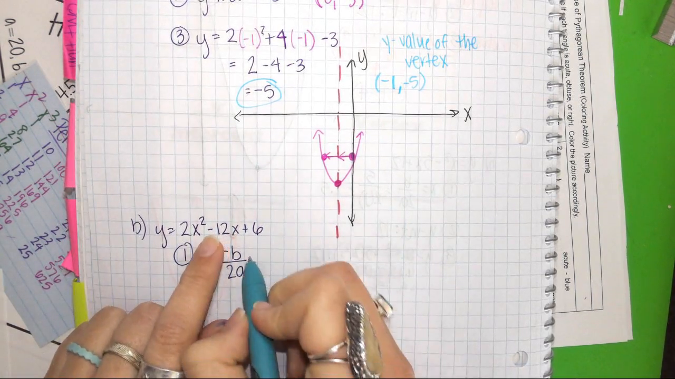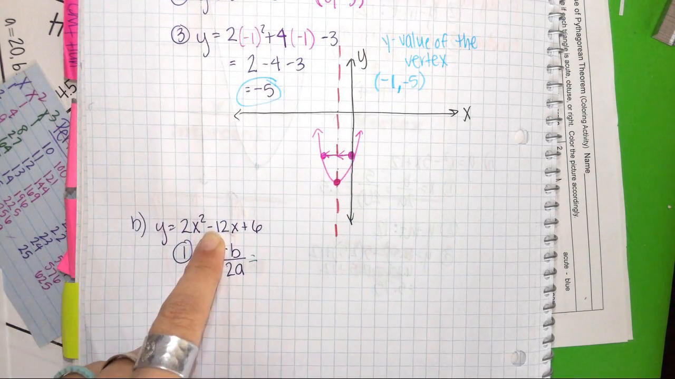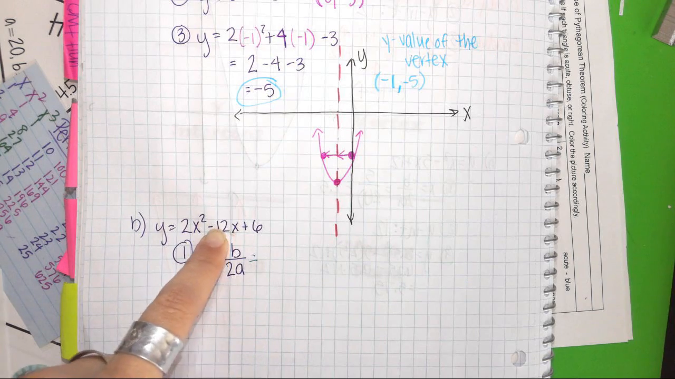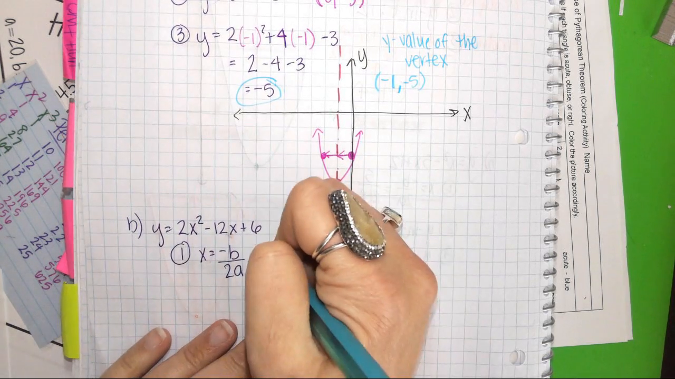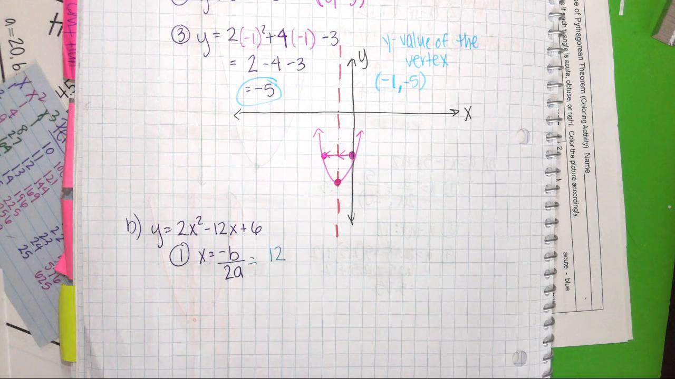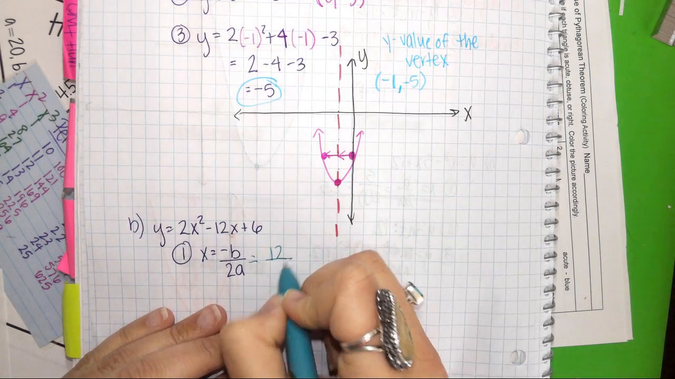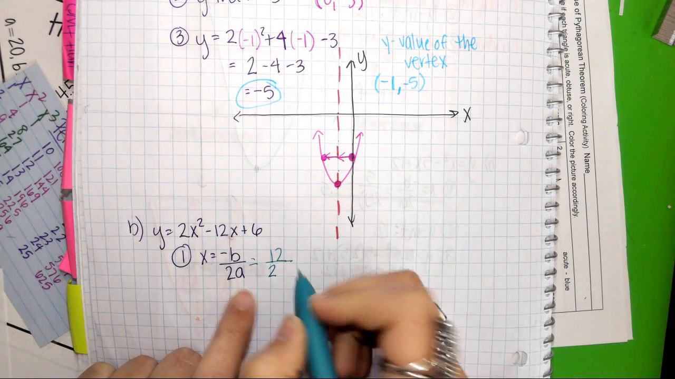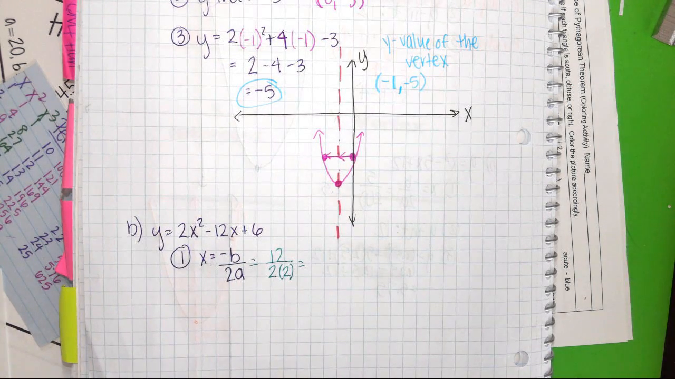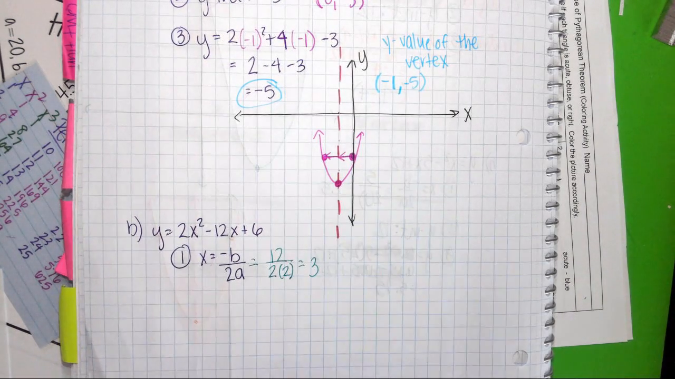Alright, now what is our b this time? Our b is negative 12. And what's the opposite of negative 12? Positive 12. So you have to take the opposite. And some of you did not take the opposite on your quiz. You have to take the opposite. Divided by 2 times a. Now what's our a? 2. Yep, 12 divided by 4, which is 3.